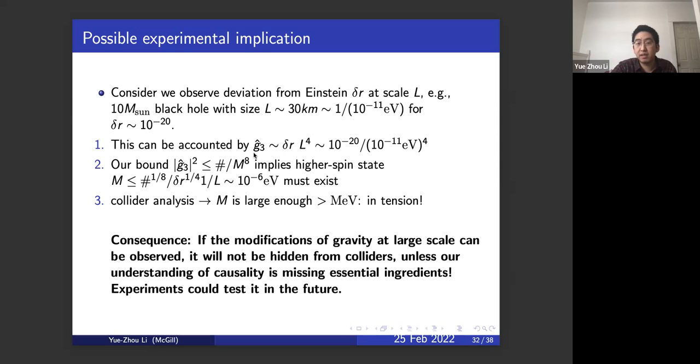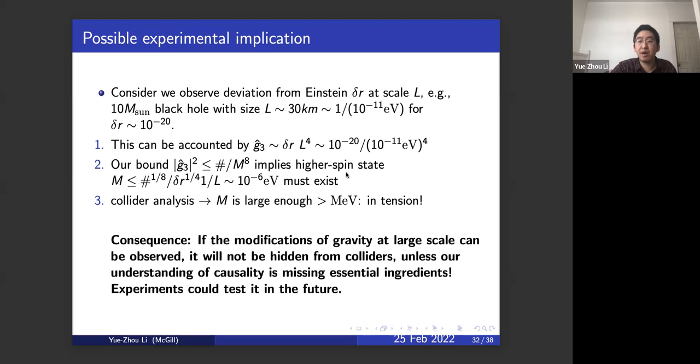By this coupling, it basically goes like delta R times L to the fourth. For example, if we consider a 10 solar mass black hole with size 1/10 to the minus 11 eV, then we basically could account for this by G3 taking this value. So our bound means that G3 squared must be smaller than something of order one numerical value over m to the 8.